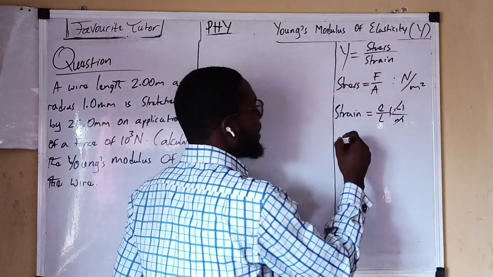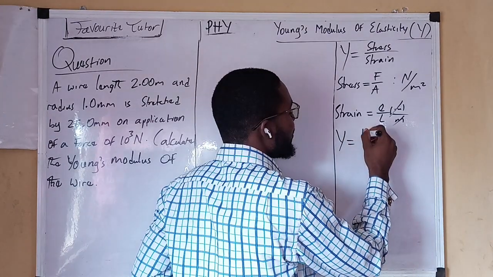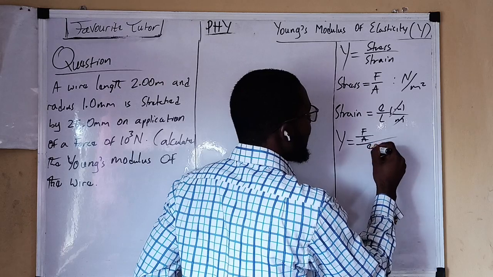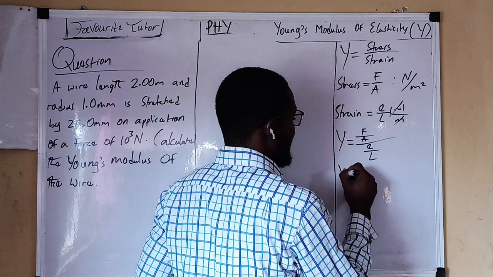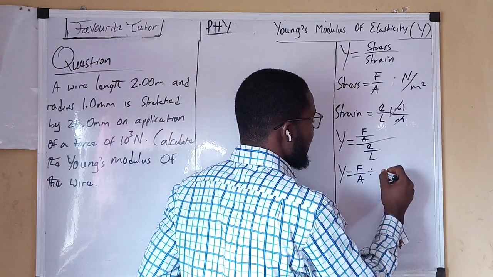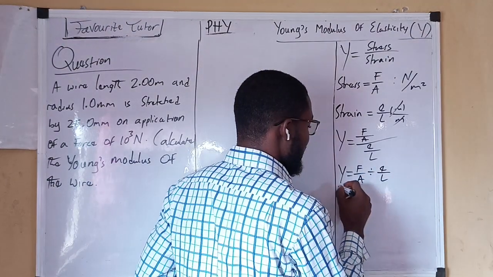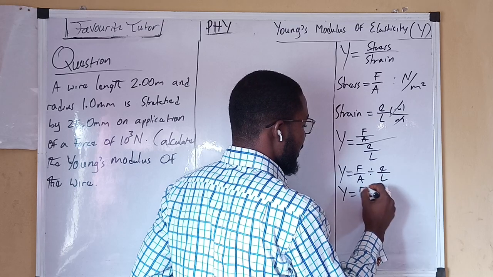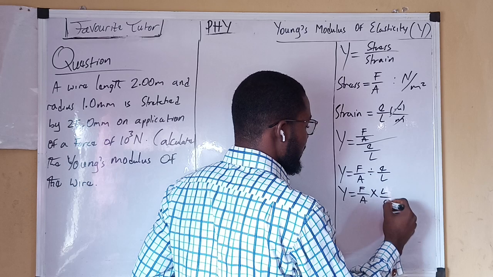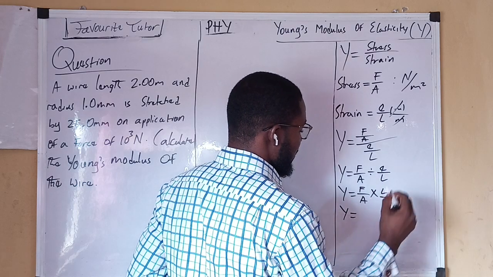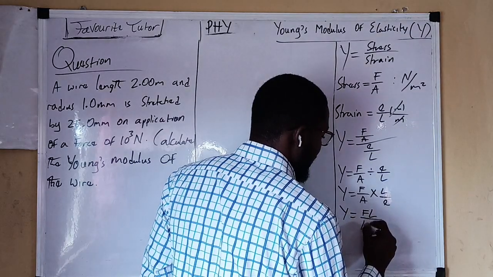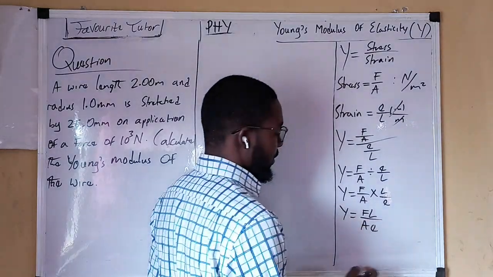Okay, so therefore we can see that Young modulus is equal to force over area, all over extension over length. The Young modulus is force over area divided by extension over length. We change the sign: force over area times length over extension. Young modulus, therefore, is force times length over area times extension.